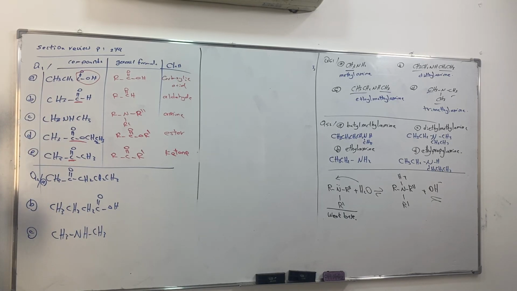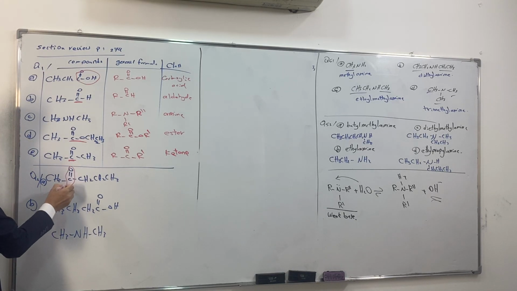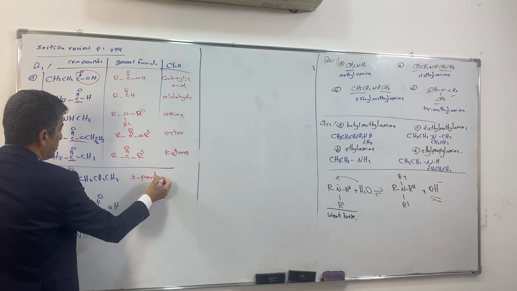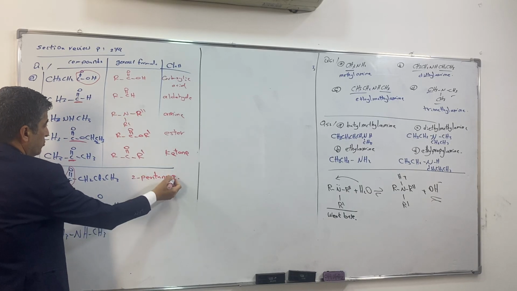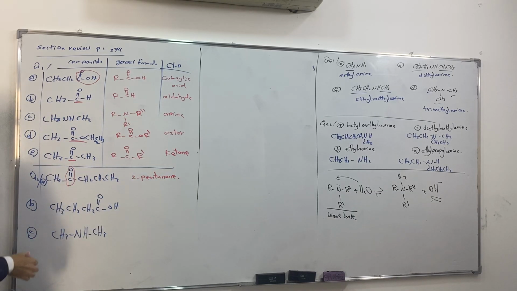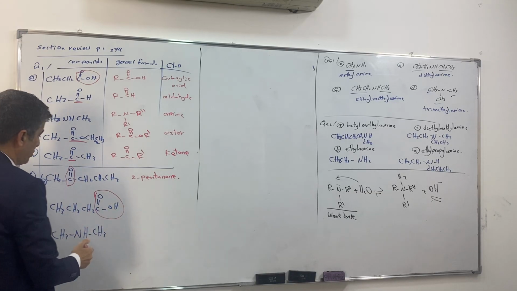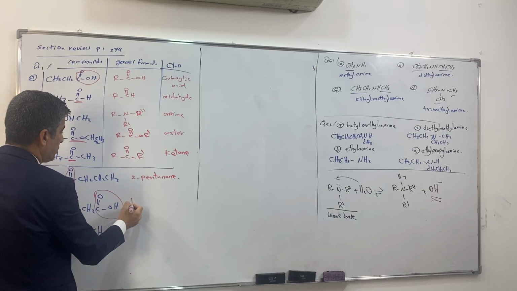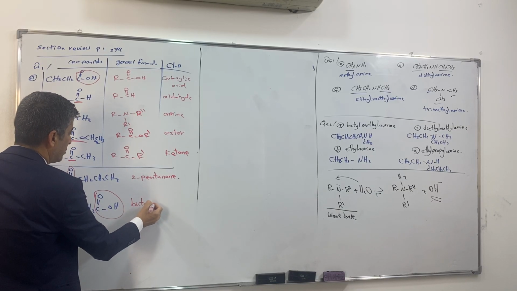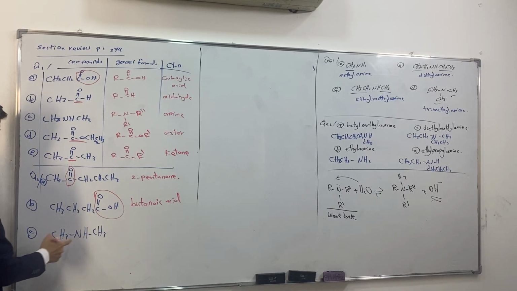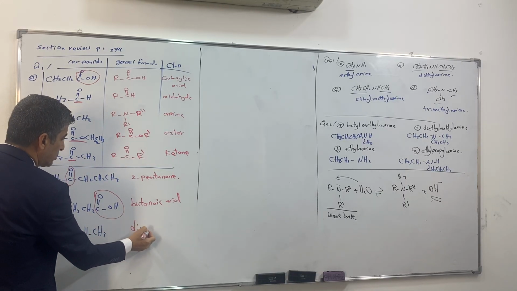According to the functional group, we can name this compound. We have a ketone here. Why? Because we have a carbonyl group between two alkyl groups. We have 2-pentanone. Note the functional group, identify the functional group, and then name the compound. We have a carboxyl group at the end of the chain. We have a carboxylic acid, butanoic acid, because we have 4 carbon atoms, and here we have dimethylamine.